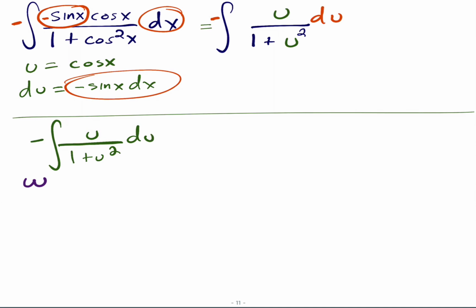I'll pick another letter because I already have u there, so I'll pick w. So it's like a second substitution, which is okay. So what would my w be? You can't take variables outside of the integral. You can take constants out, but not variables.